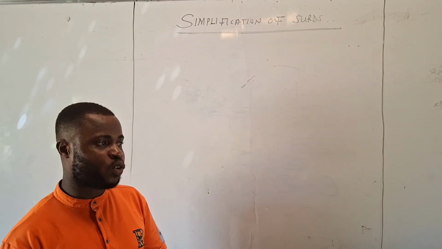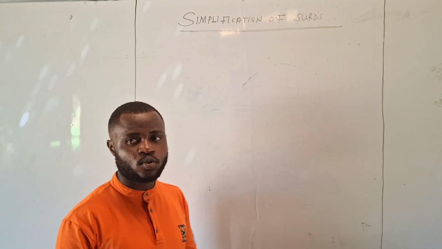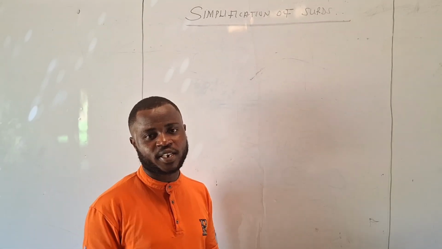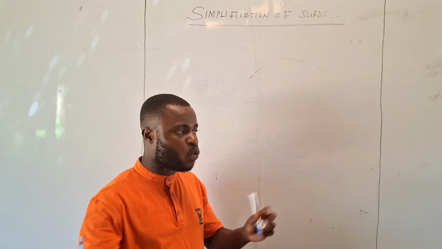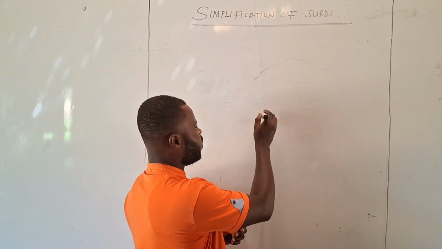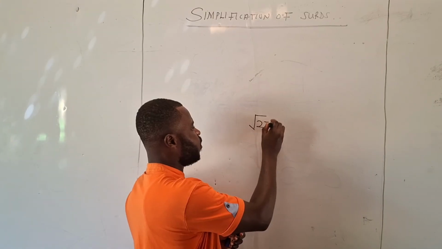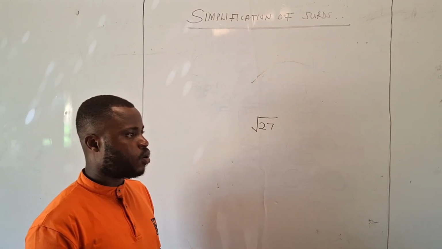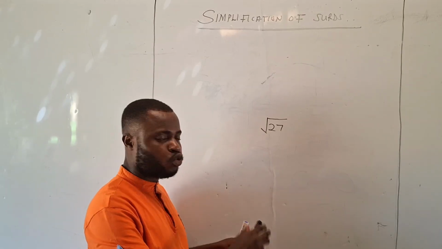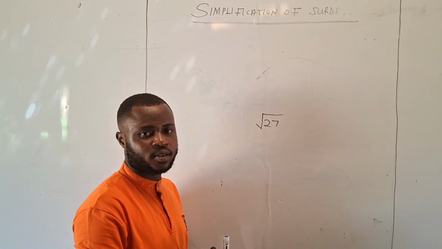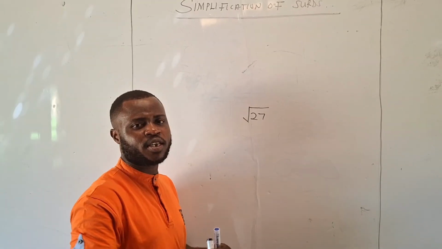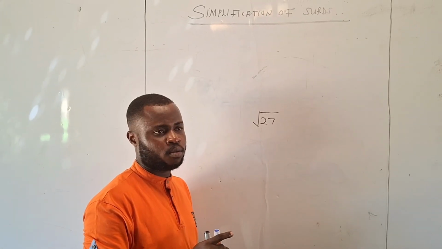Now, with the simplification of sets, they will give you a number in the square root, and you will have to simplify the sets to the lowest form. Now, what you have to understand is maybe you have been given root 27. If you have to simplify this root 27, you look for two numbers that will multiply that gives you 27. But one of the numbers should be a perfect square.